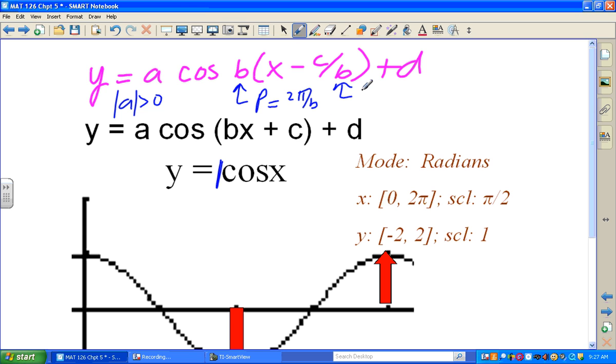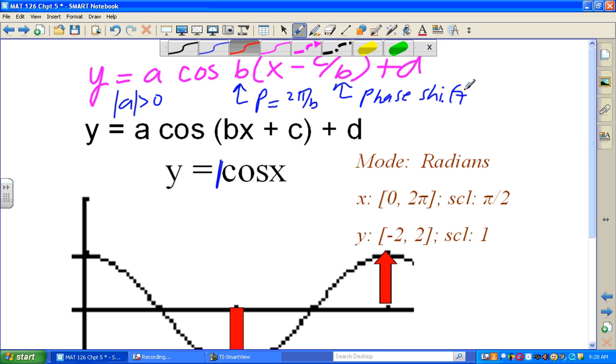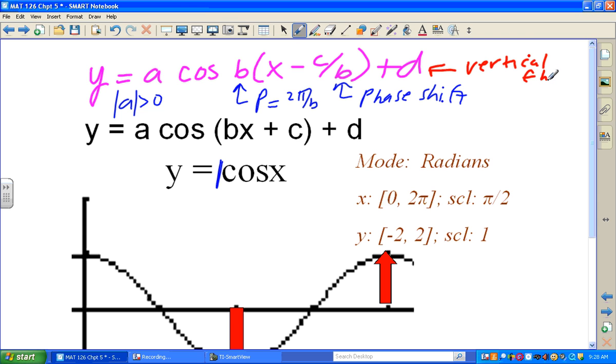This is the phase shift. We've done all these things before with functions. You know, we had the a, f of b, x minus c, we had all that for functions. This is just including sine and cosine into the mix. And then D is your vertical displacement. All kinds of words, vertical shift, all kinds of words that mean the same thing. Okay? All right. You ready?